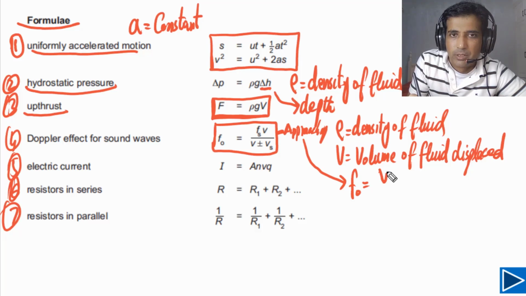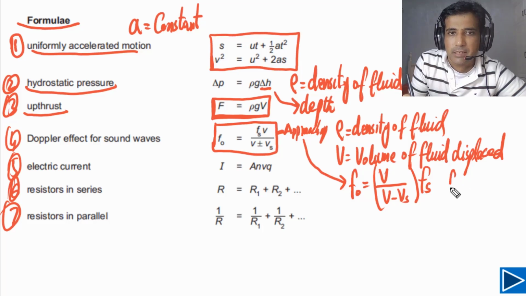That will be equal to V over, meaning the speed of the wave, over V minus Vs, times the frequency of the source. In this case, F observed has to be greater than the frequency of the source. So that's the reason this denominator has to be smaller. So we have the minus sign.